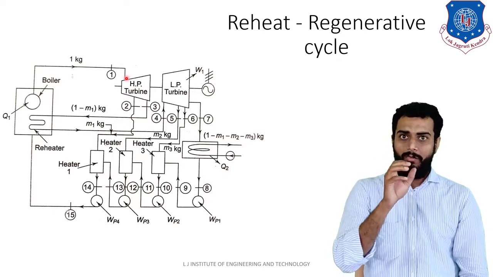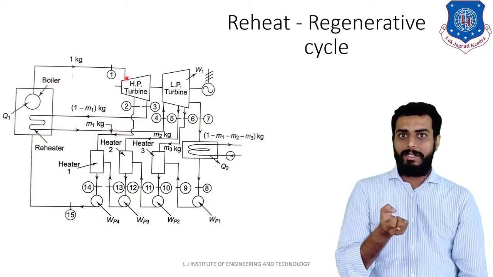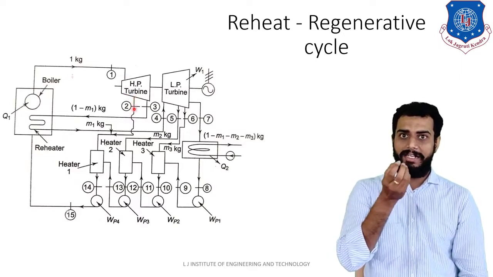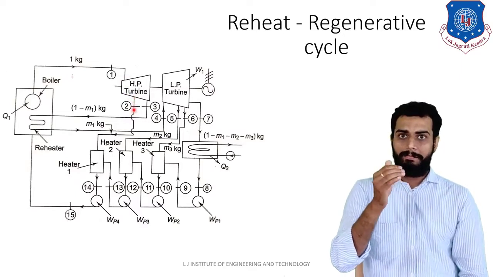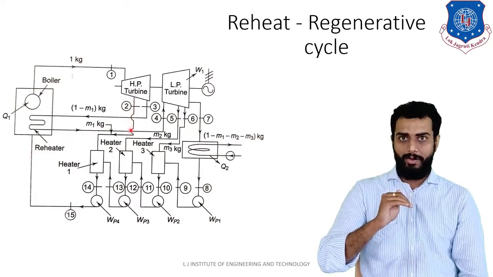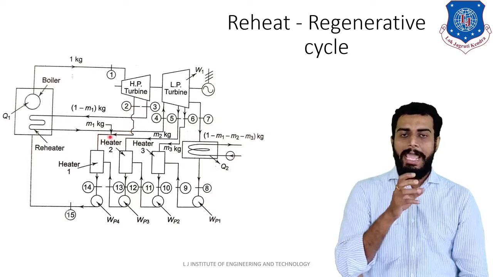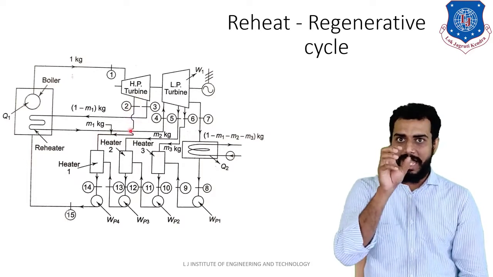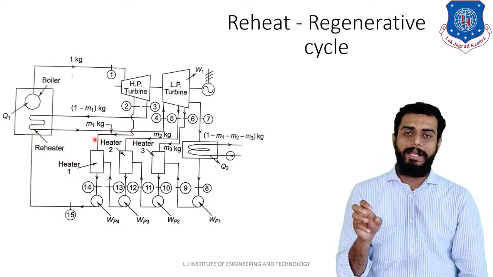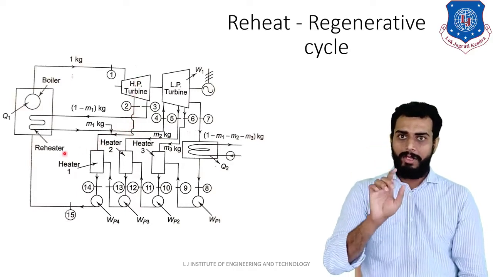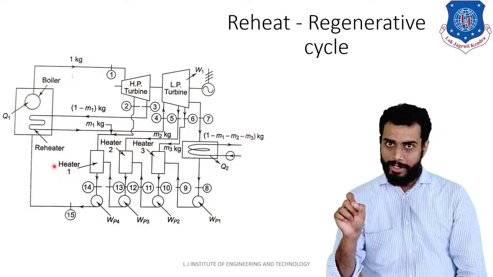Now what will happen at the intermediate stage of the turbine: some amount of steam will be extracted, highlighted by point number 2 below the high pressure turbine. You can see that from point number 2 you are extracting m1 kg of steam. Now this m1 kg of steam is supplied to heater 1. Okay students, heater 1. Now we will keep up to this point.